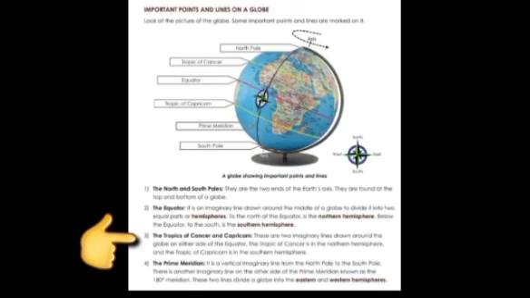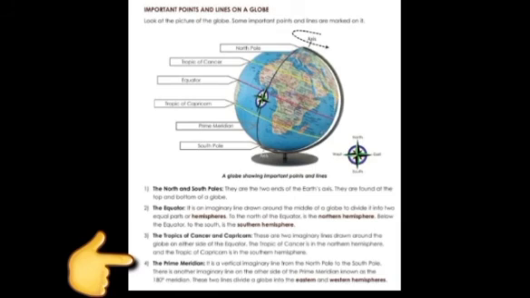The next point is the Tropics of Cancer and Capricorn. These are two imaginary lines drawn around the globe on either side of the equator. The Tropic of Cancer is in the northern hemisphere and the Tropic of Capricorn is in the southern hemisphere. This is the Tropic of Cancer, in the northern hemisphere, and this is the Tropic of Capricorn, in the southern hemisphere.